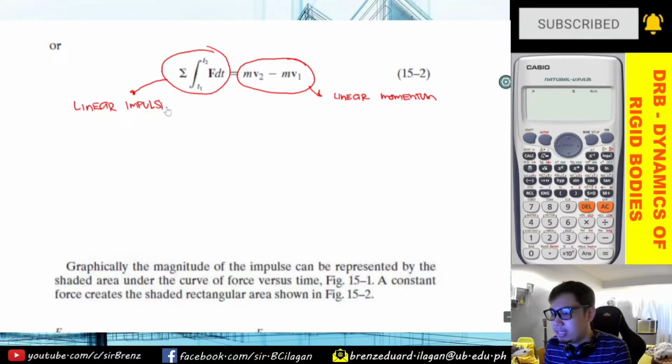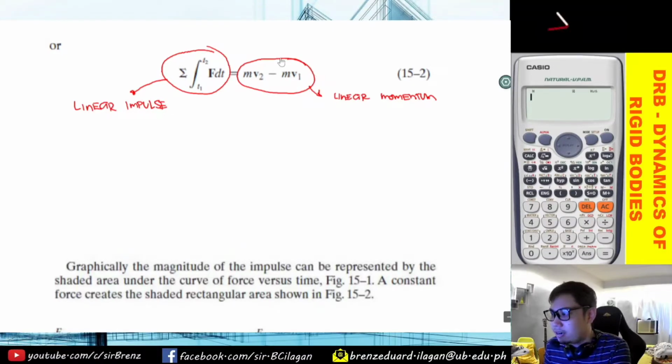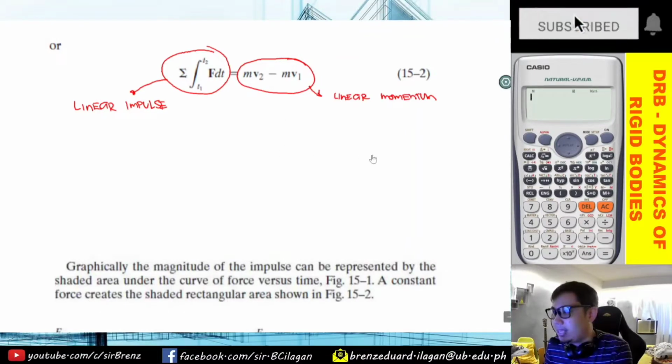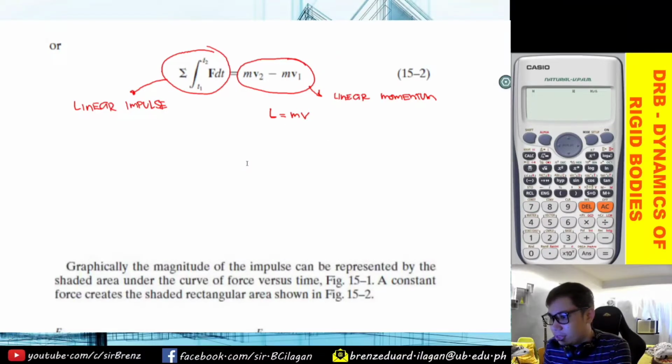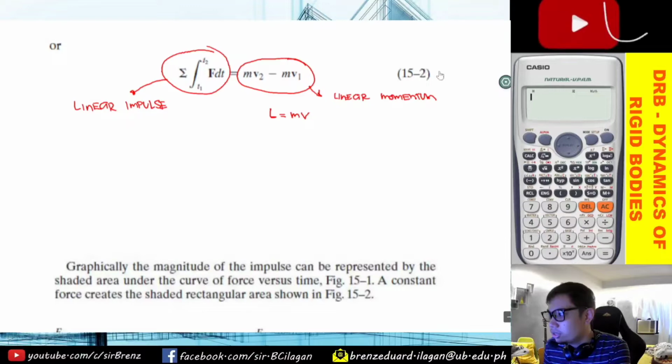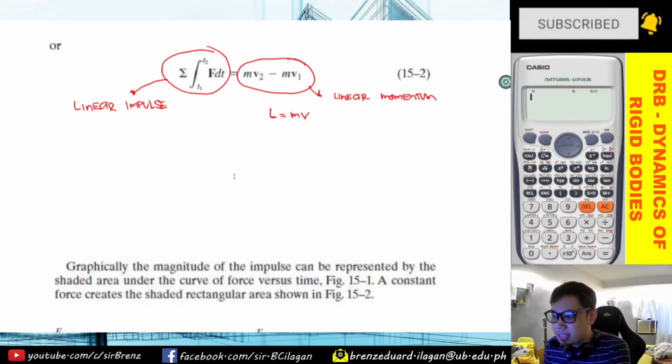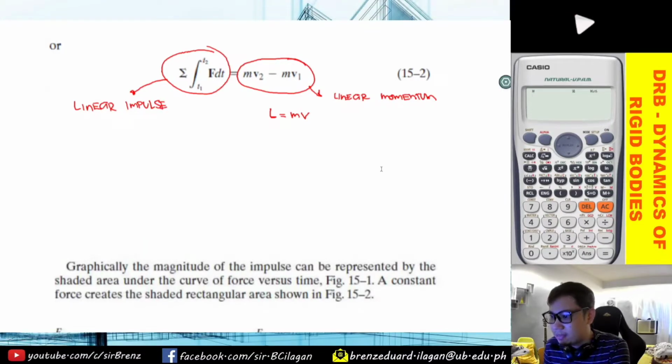So i-discuss muna natin. What is this linear momentum? So each of the two vectors of the form L, ito isang variation yan, or yung linear momentum natin is equals to mass times the velocity. So in equation 15-2, ito is referred to as the particle's linear momentum. So since m is a positive scalar, the linear momentum vector has the same direction as the velocity.